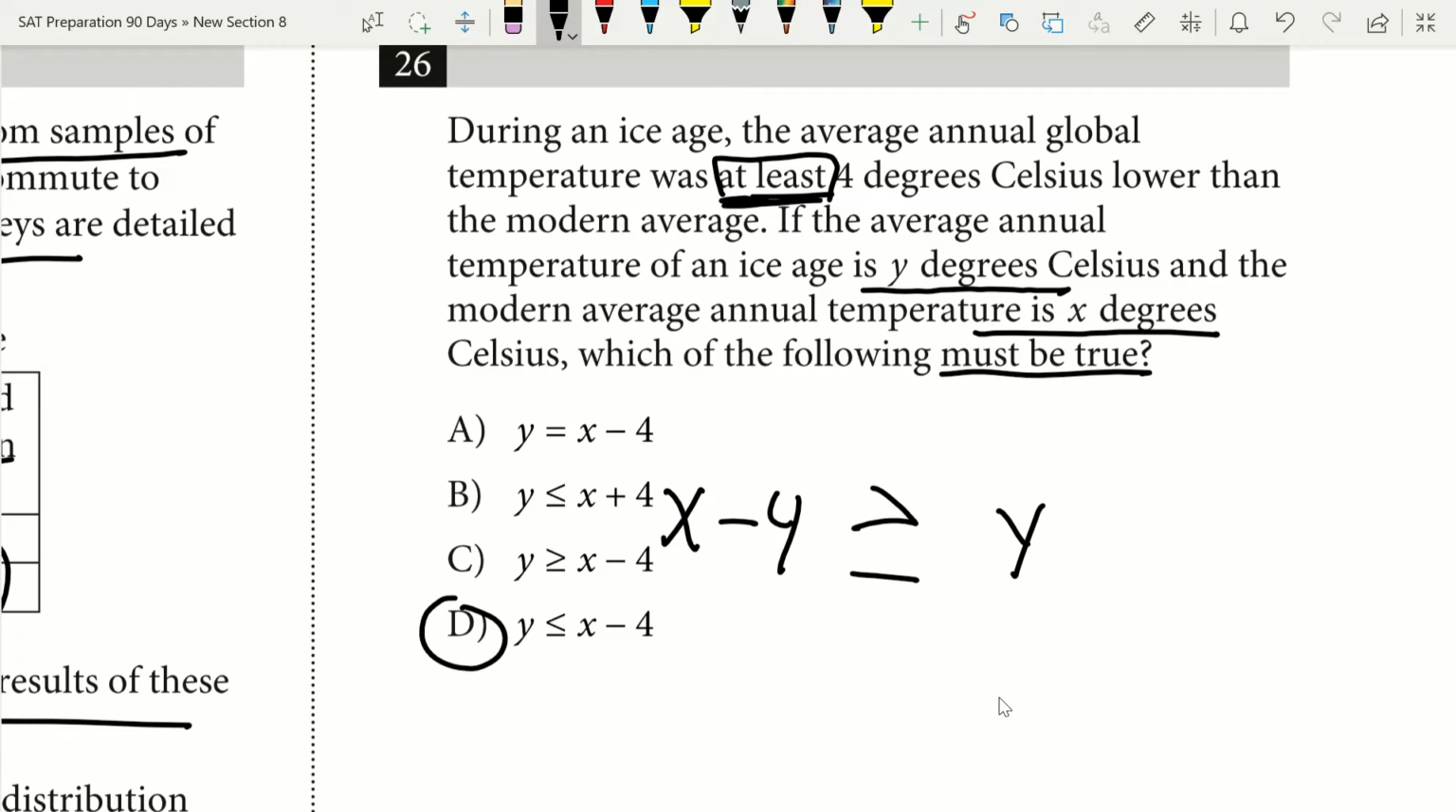If we were to put Y over on the left side, it would just be the same. We'd have Y is less than or equal to X minus 4. So that one right there, not too bad at all. Just understanding inequalities, making sure we're paying attention to the words at least. Because if we didn't pay attention to at least and we just thought equals, we'd answer A and that would be incorrect. So it's important to pay attention to words like those. All right, with that, we go ahead and move on.